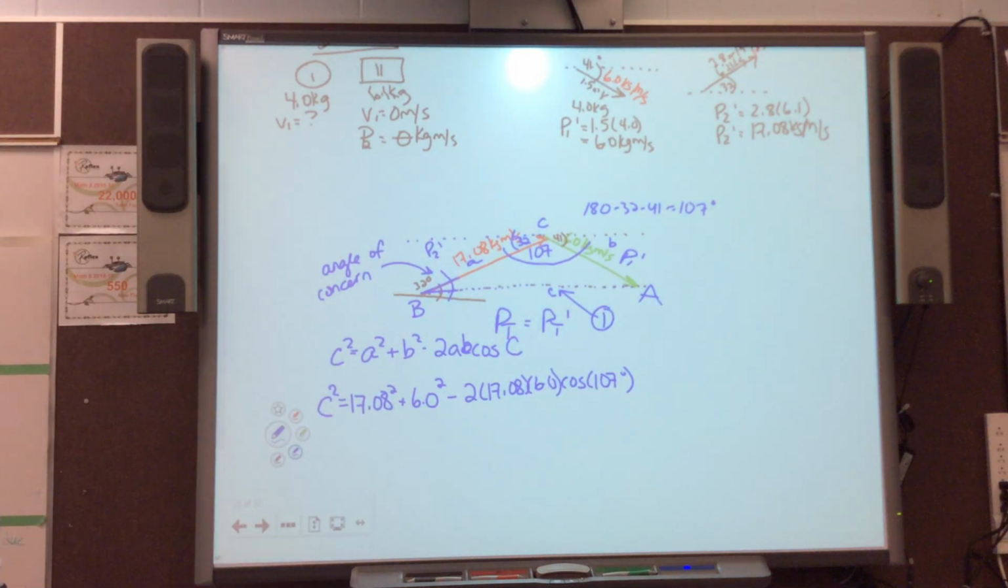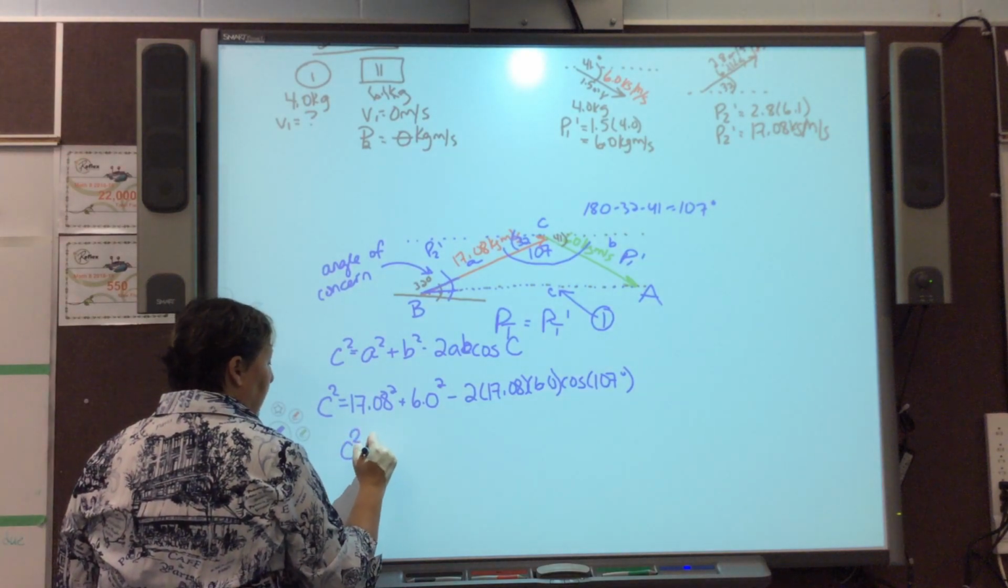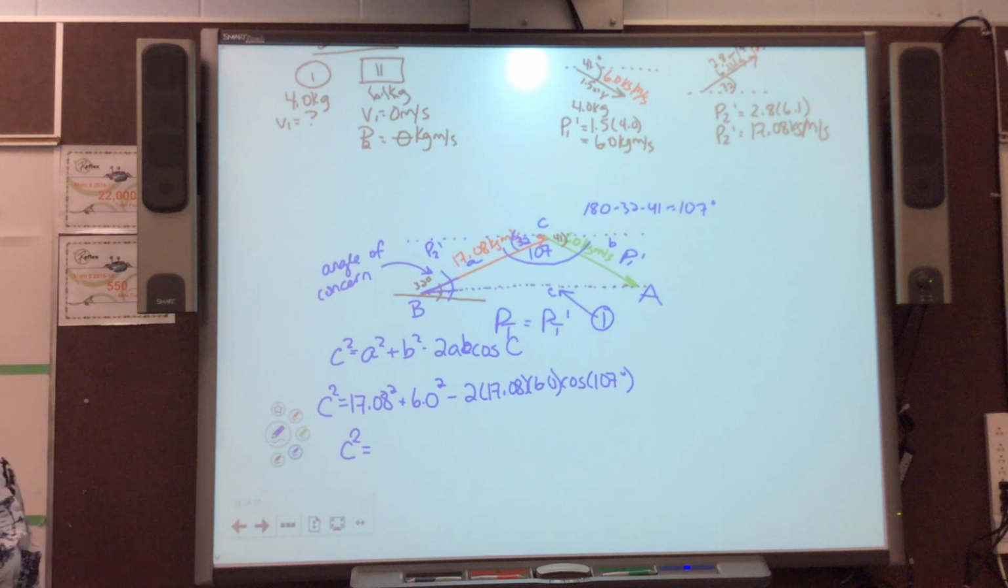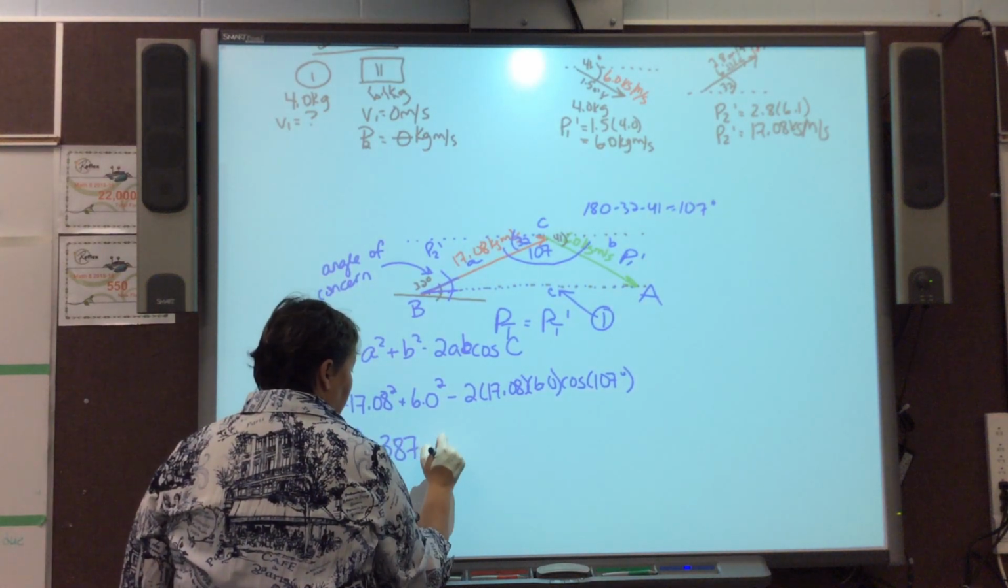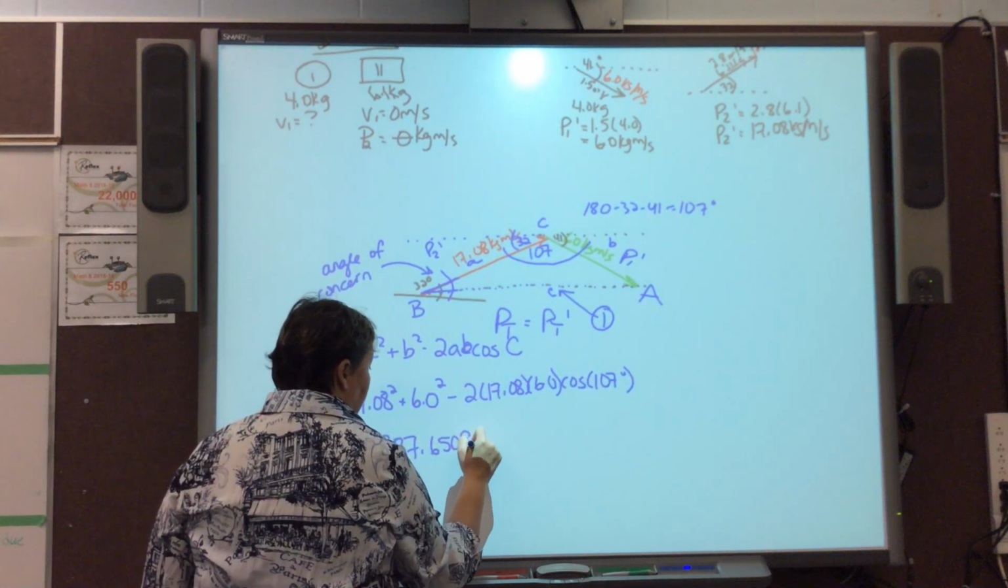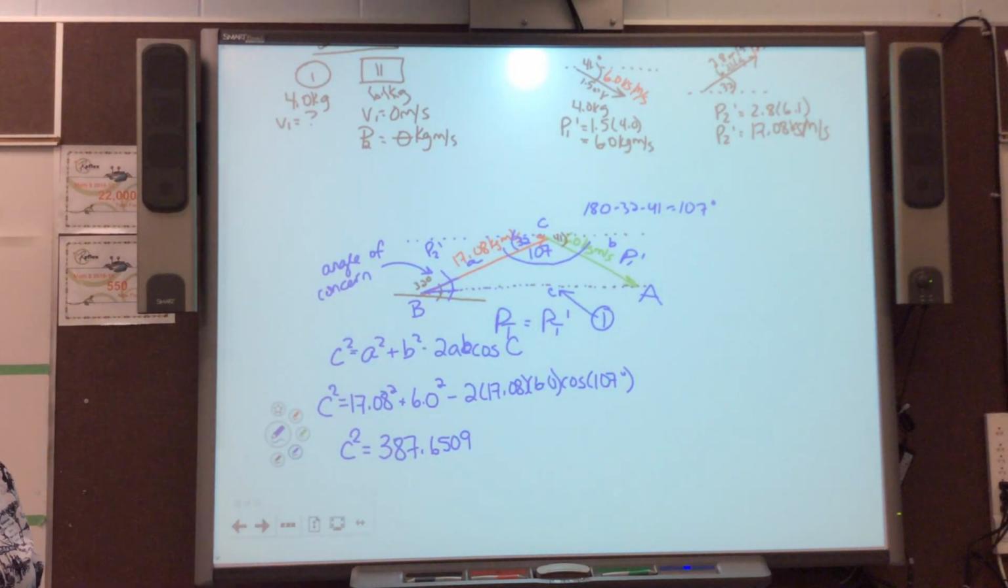And then square root together. Start with C squared. What did you get? 387.65. I'm guessing a lot of right answers. And what's our units, Jaden? Kilogram meter per second.